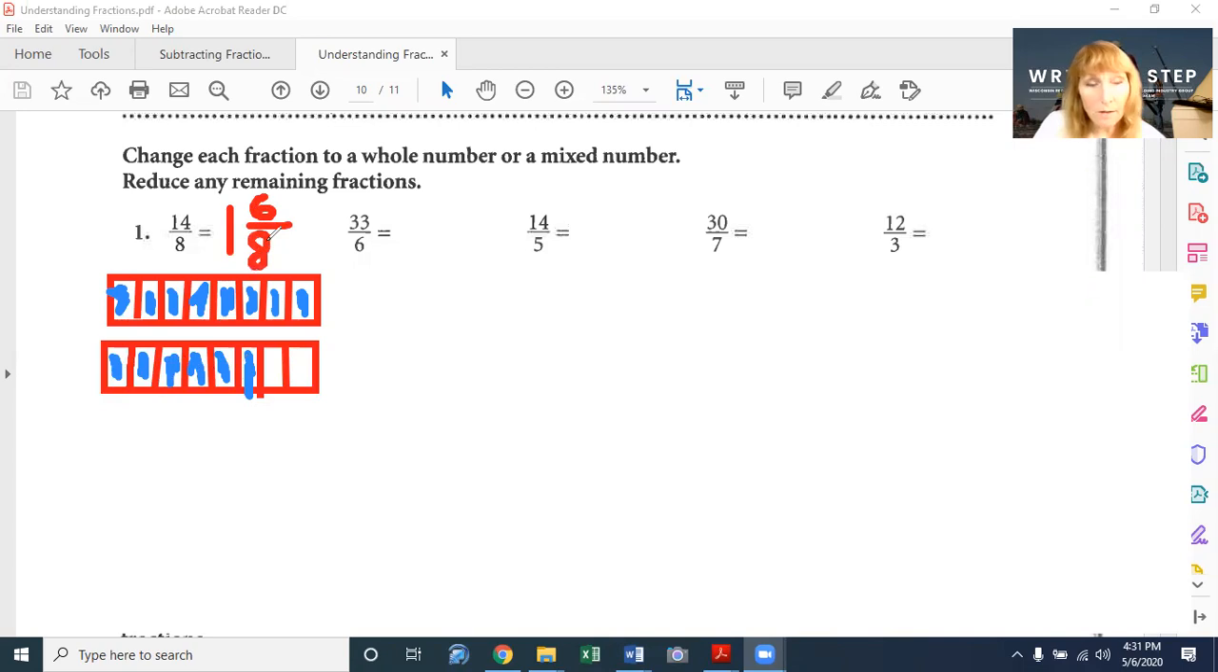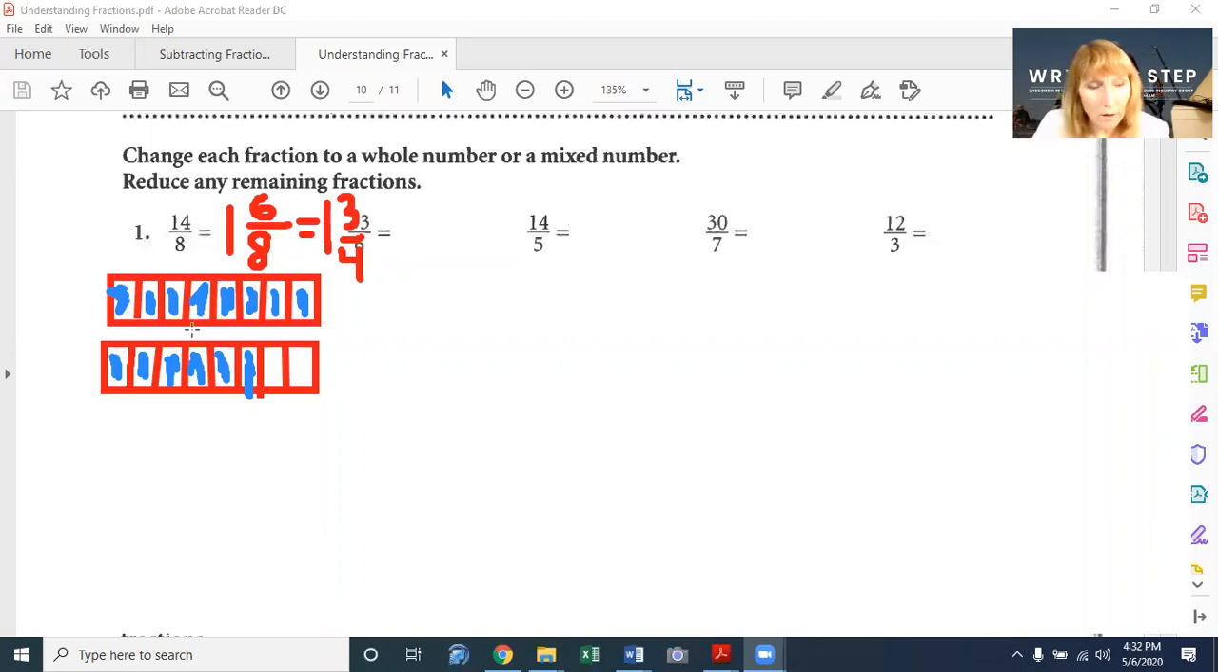However, 6/8 can be reduced. 2 goes into 6 3 times: 6 divided by 2 is 3, and 8 divided by 2 is 4. So that answer is 1 3/4. So I'm changing my improper fraction, 14/8, into a mixed number of 1 3/4. So I have just shown you mathematically how that works.